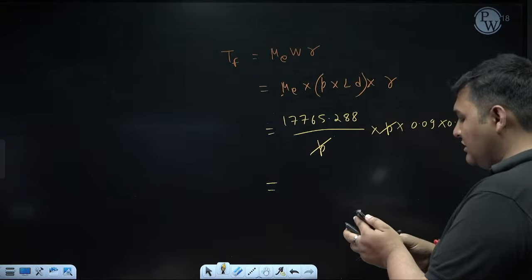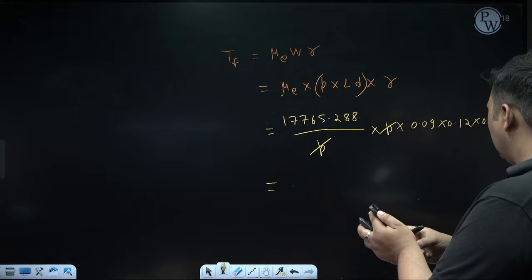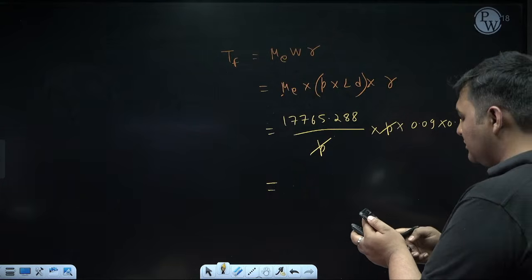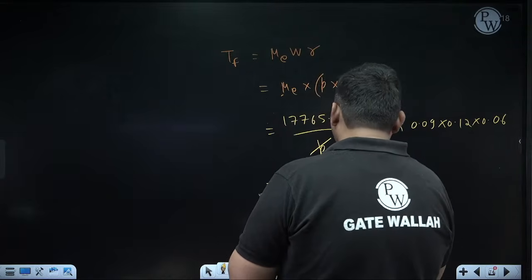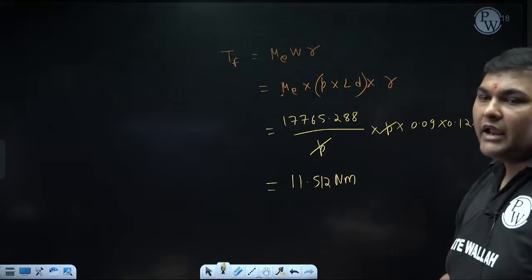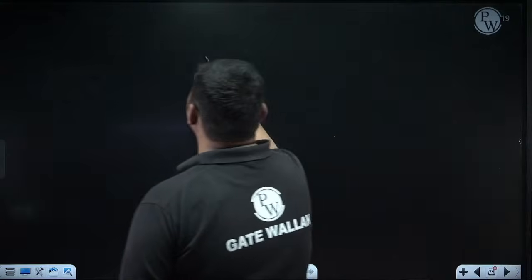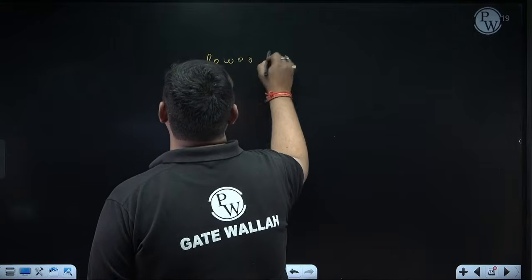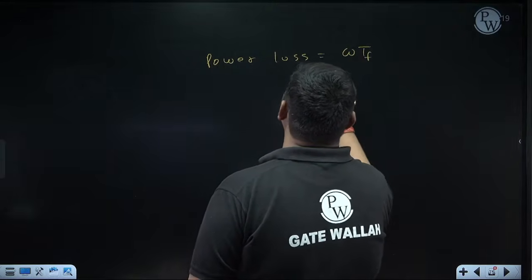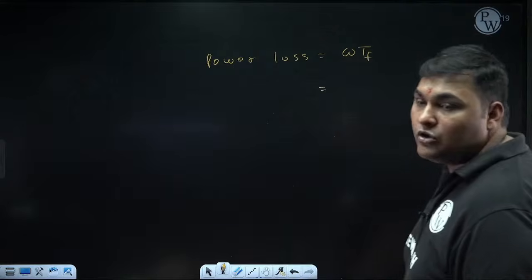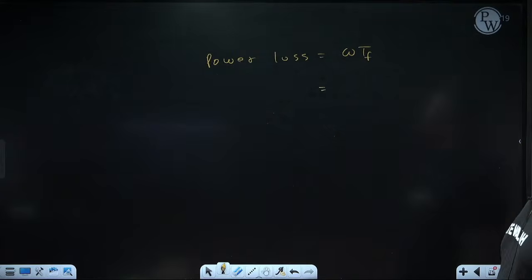How much is it coming? Into 0.12 into 0.06. Is it coming 11.512 Newton meter? Yes. And after calculating torque loss, we can calculate power loss. See, now again, don't make a mistake with units. Power loss is always omega into torque loss, where omega is speed in radian per second. Don't put speed in RPS here. Speed is in radian per second.